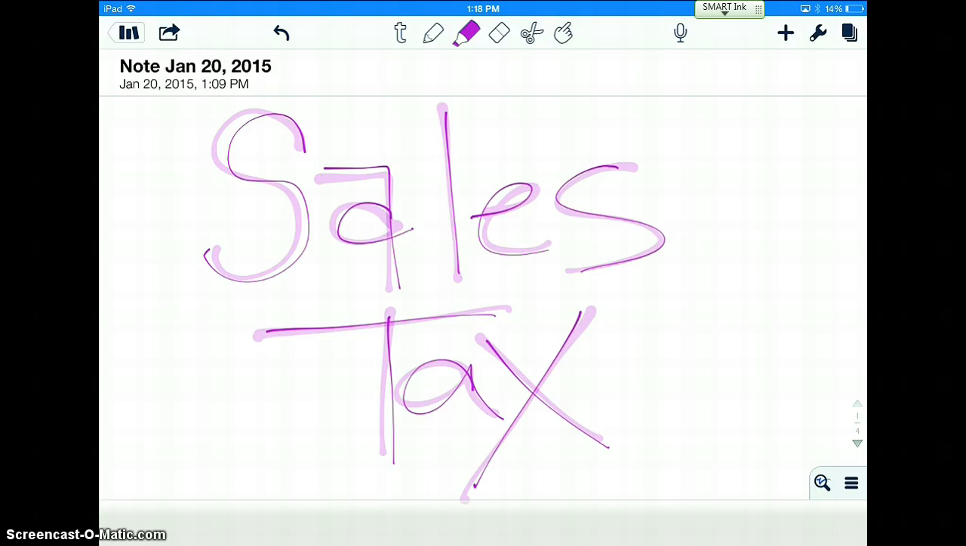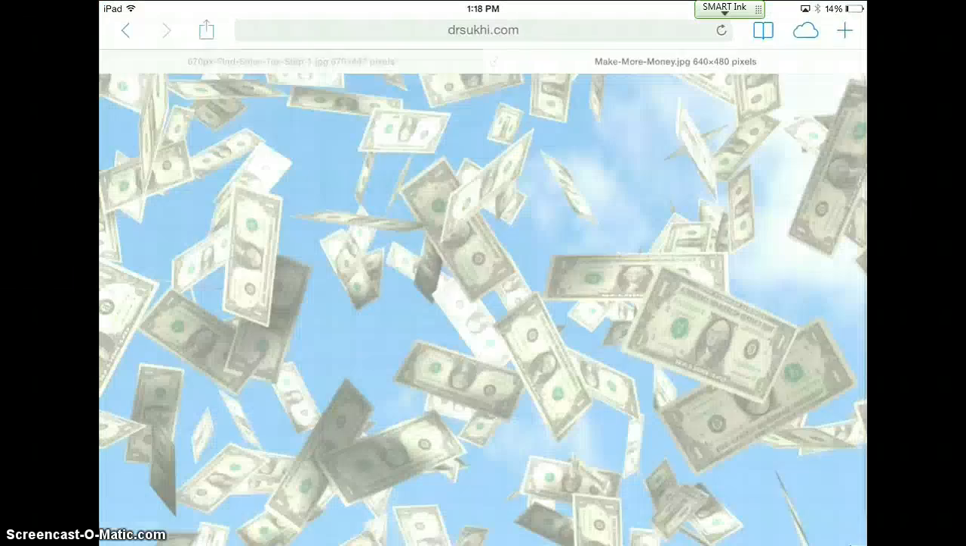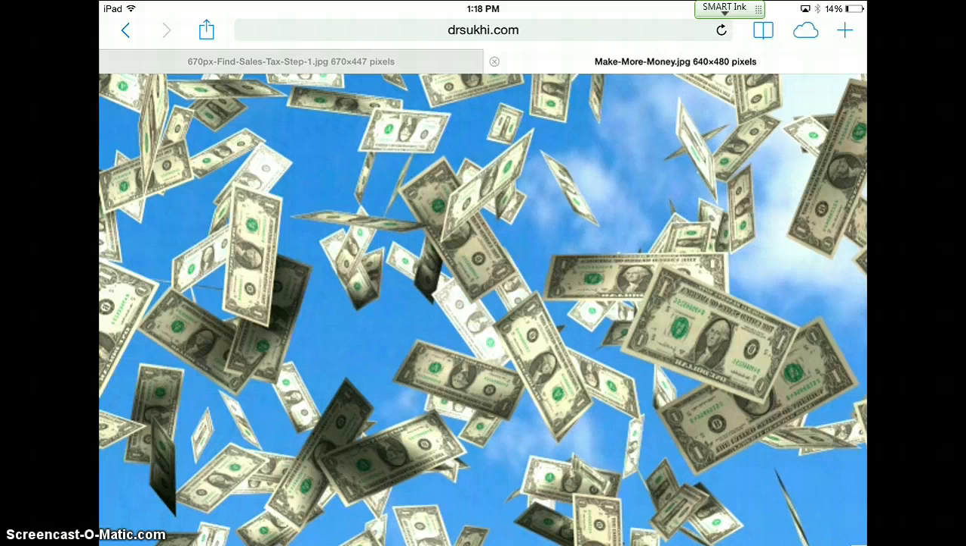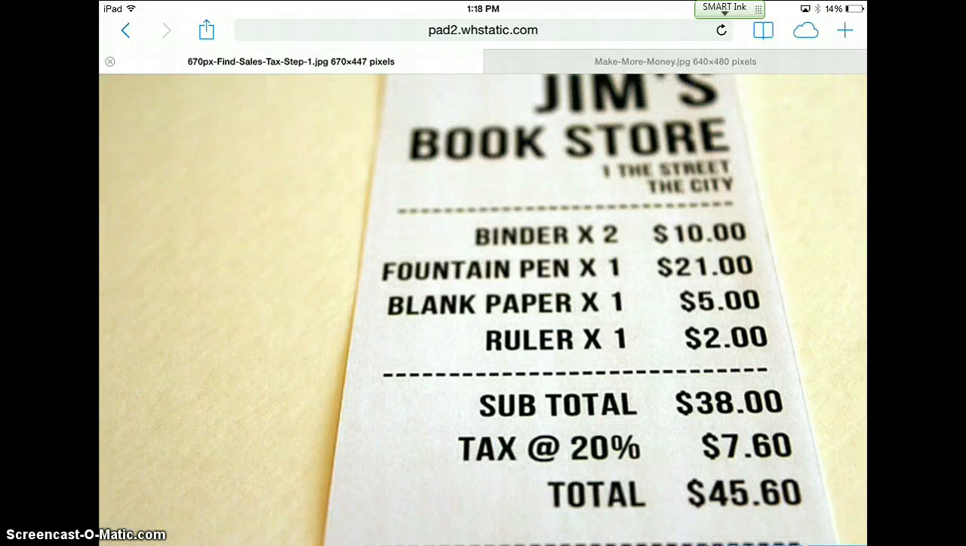And sales tax, just to give you an idea of what it is, it's money that we need to pay. Money, money, money. It's always about money. But sales tax, for example, you don't need to write this out, but here's a receipt, and on the receipt you'll see there's a portion of it that says tax. So you have your total. This person bought 2 binders, a pen, blank paper, and a ruler. And they didn't just have to pay $38. They had to pay an extra $7.60 in tax on that.